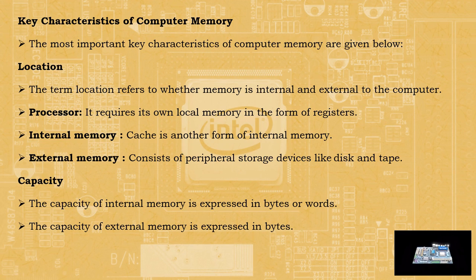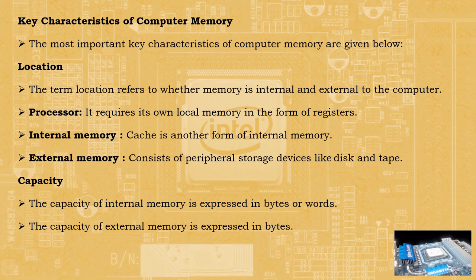First is location. The term location refers to whether memory is internal or external to the computer. The processor requires its own local memory in the form of registers. Internal memory: cache is another form of internal memory. External memory is also called secondary memory. It consists of peripheral storage devices like magnetic tape, magnetic disk, etc.